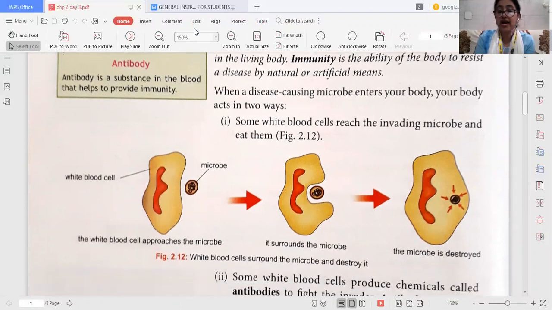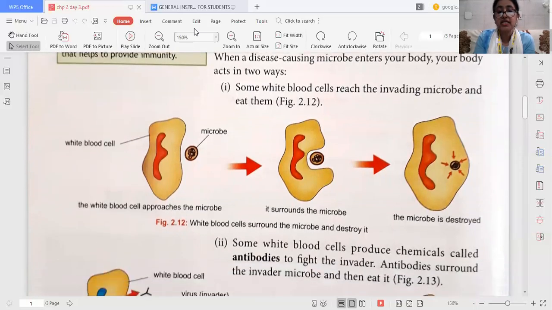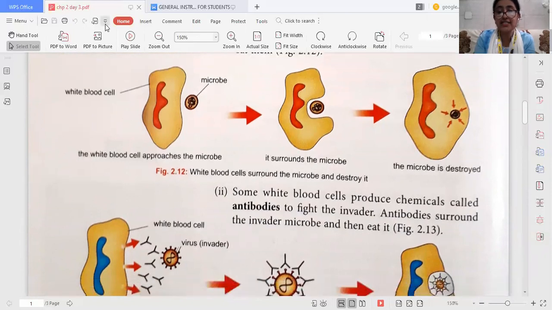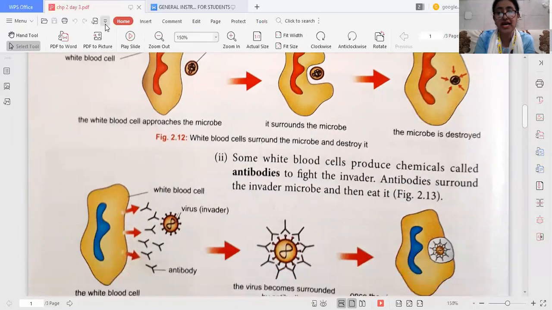One way, we all know the white blood cells, they always attack the invaders. Invaders means the disease causing microbes. And second way, some white blood cells produce antibodies to fight the invader. And antibodies surround the invader microbes and then eat them.